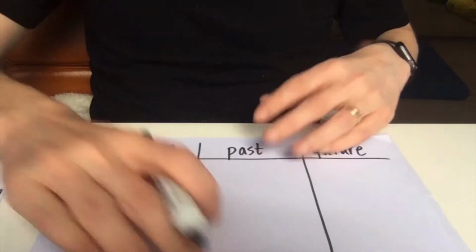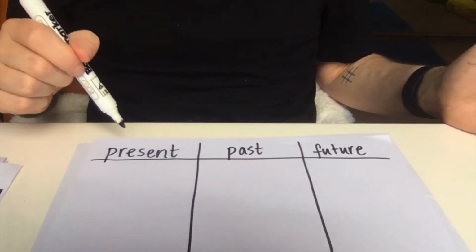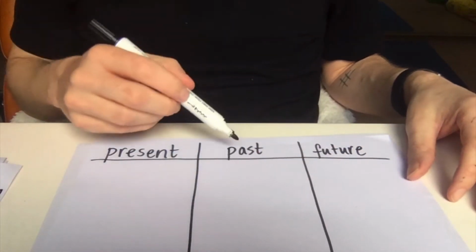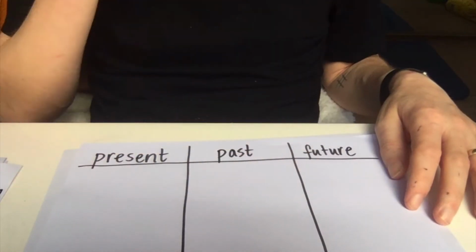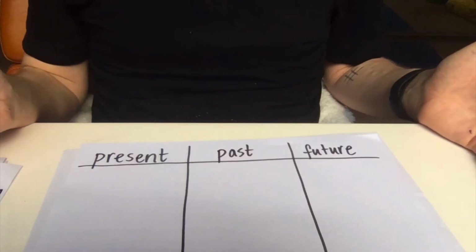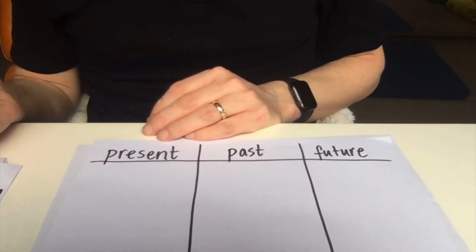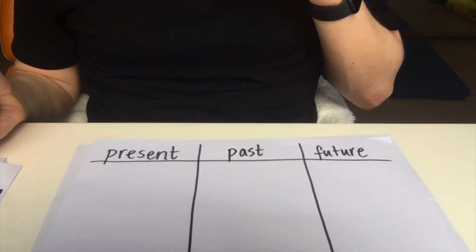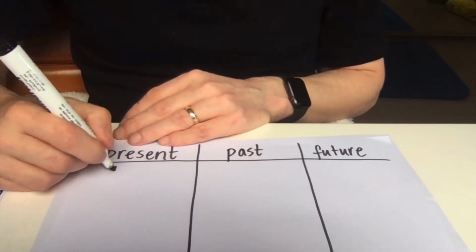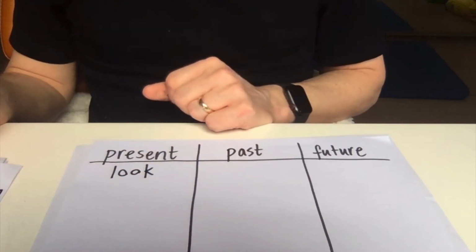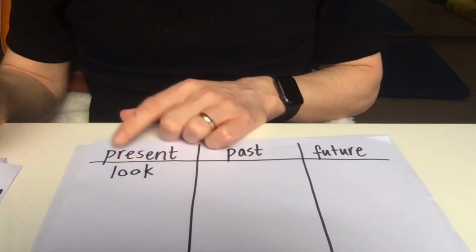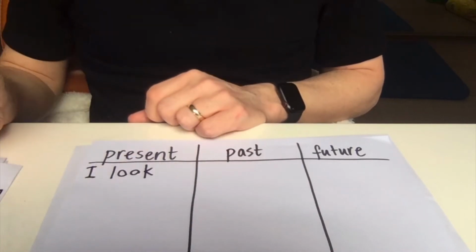Okay, so here we go. Present, things that are happening right now. Past, things that have already happened. And future, things that have not happened yet. Let's start with this one that we do a lot. We look, there we go. Look, we look, that is happening right now. I look, let me write, I look.